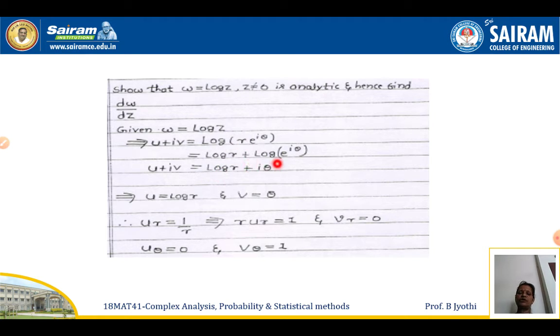Log r plus log of e power i theta, which is log m power n, can be written as n log m, that is i theta log e, and log e to base e is 1. So we get this, where u is equal to log r and v is equal to theta. What is ur? It is 1 by r. u theta, because theta is not there in this, it will be 0. And similarly vr, we need to find what is vr. So vr is equal to 0, we don't have r term. v theta is 1. So the CR equations are satisfied.